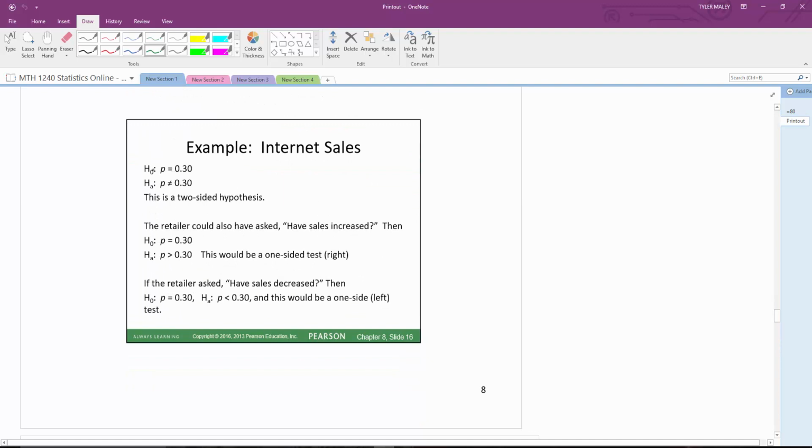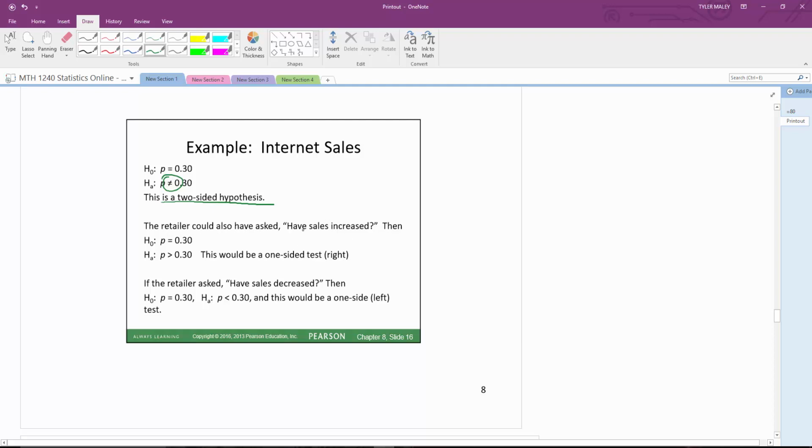So, for my null hypothesis, we have p equals 0.3. In my alternate hypothesis, we would say p is not equal to 0.3. So this is a two-sided hypothesis. When I use not equals, that's two-sided. The retailer could have also asked, have sales increased?